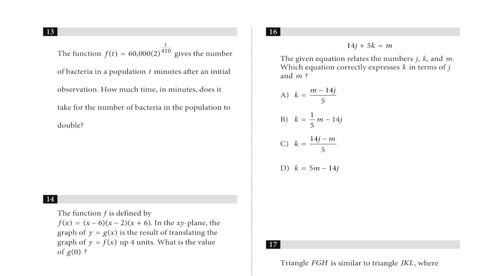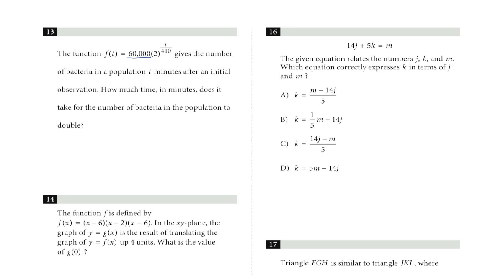It says the function f of t is equal to 60,000 times 2, all to the power t over 410, gives the number of bacteria in a population t minutes after an initial observation. How much time in minutes does it take for the number of bacteria in the population to double? So the first thing I want us to recognize is that for exponentials, the number in the front, here the 60,000, will be the initial. So we initially had 60,000 bacteria.